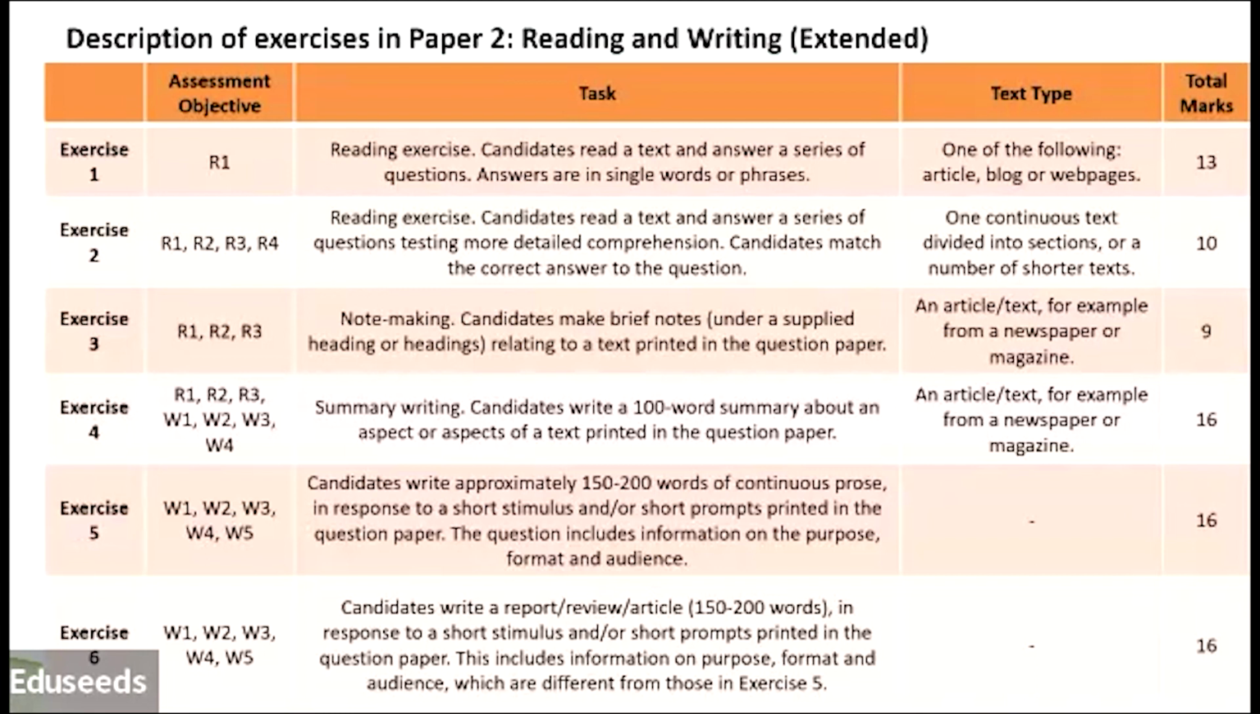Moving on to exercise 4, summary writing. You will write a summary about aspects or anything that they require given in a question in the question paper. Again, the sample text here will be from articles or just plain text, like from a newspaper or magazine. This will be divided into 2 parts, 8 marks, 8 marks, for a total of 16 marks. Exercise 5, your first essay.